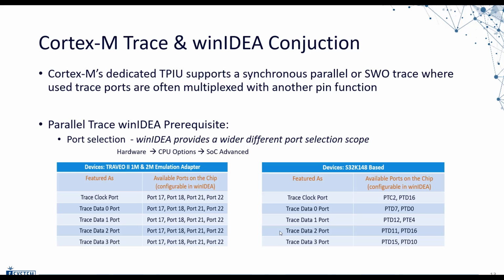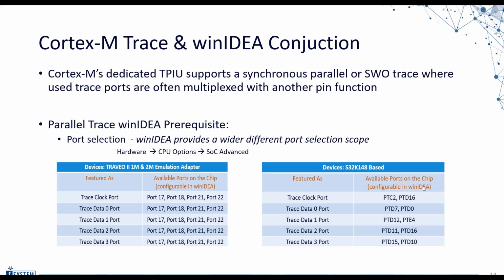So in the parallel trace capture method, we know that parallel trace ports are often multiplexed with other pin functions. So if I talk about port selection, then you must check before using what is available on your side. As an example, if I take Traveo 1M and 2M devices, then winIDEA provides a wide port selection scope, such as for data and clock you have these many options. In case of S32K148 you have these many options.